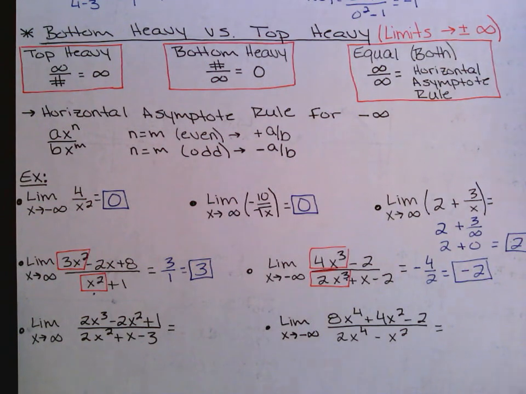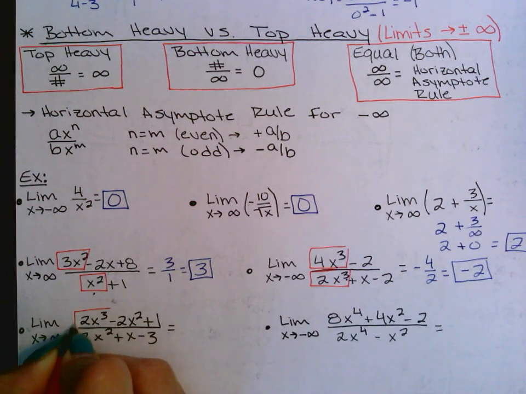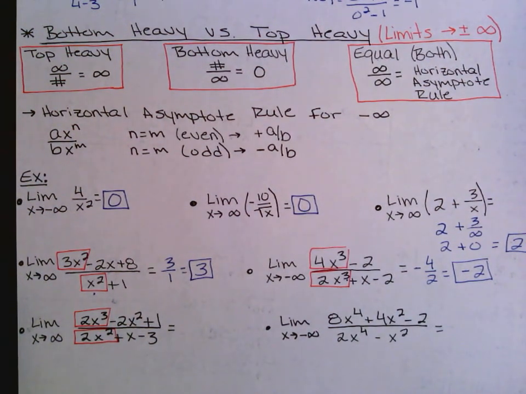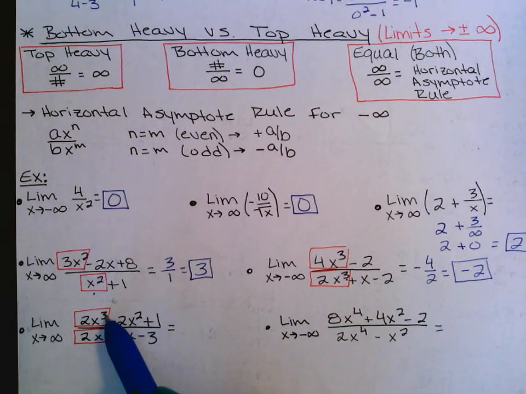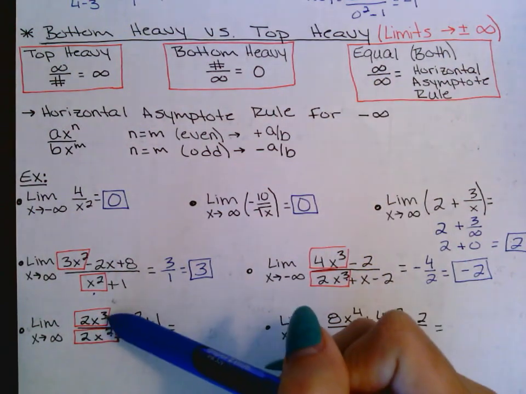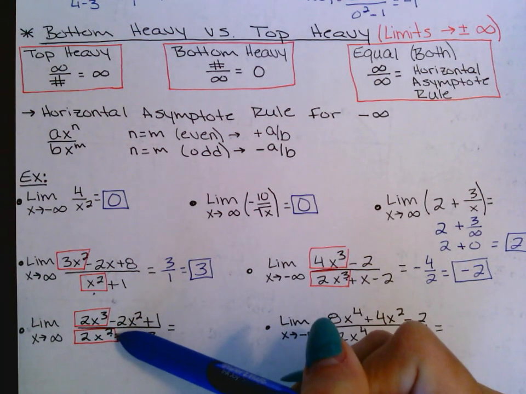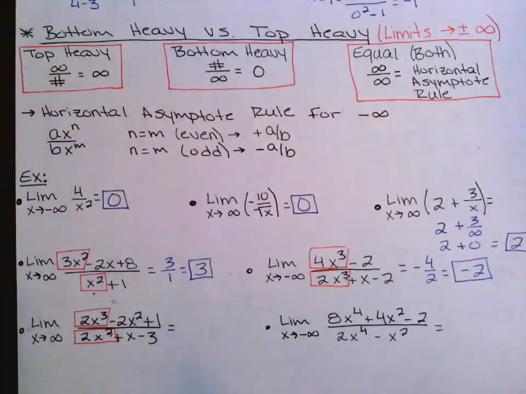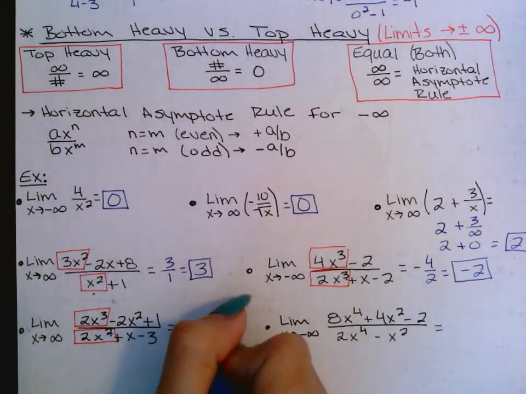For the next one, highest exponent on the top, highest exponent on the bottom. When I compare these exponents, I have a 3 on the top and a 2 on the bottom. These are not equal in weight. 3 as an exponent is worth more than 2. The 3 is on the top, so this is a top heavy question. So this one equals infinity. All right.